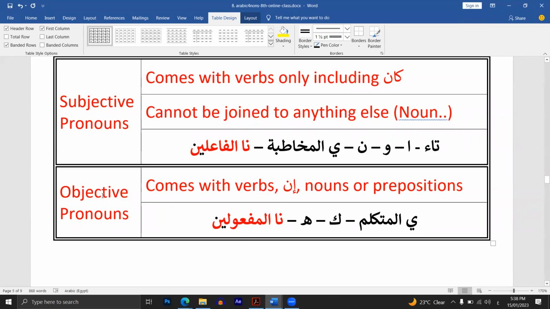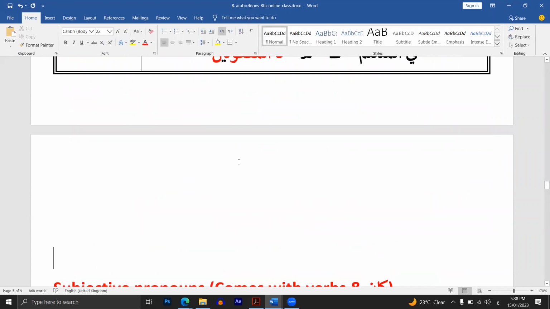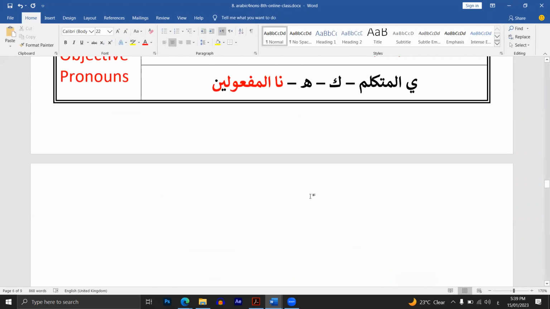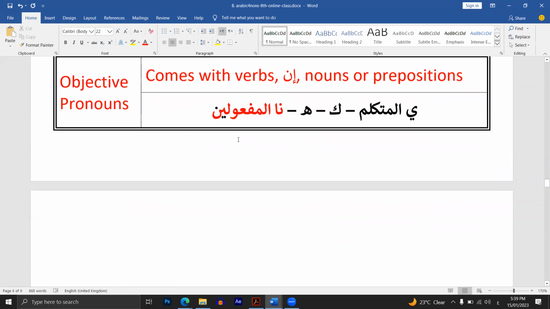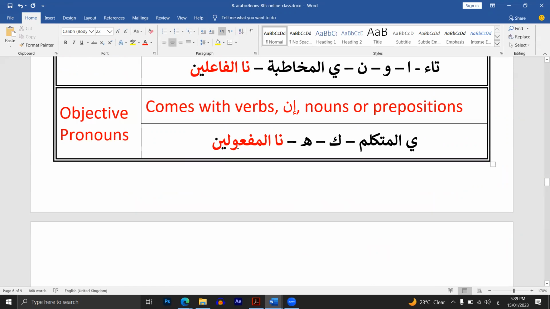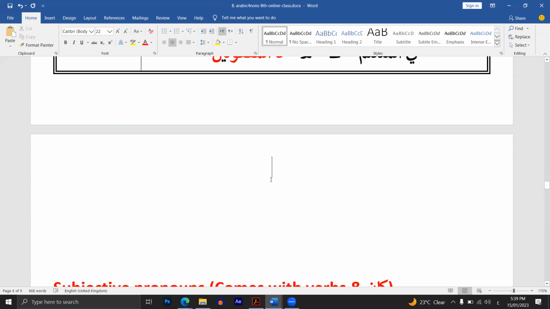because in this case, and mutakallimin too. Just like kitabi and kitabuna, it is not maf'ulin, it is mutakallimin. No, here I'm talking about it if it's joined to a verb. But if it's joined to a noun, any pronoun which is connected to a noun, in this case, it's a possessive pronoun.